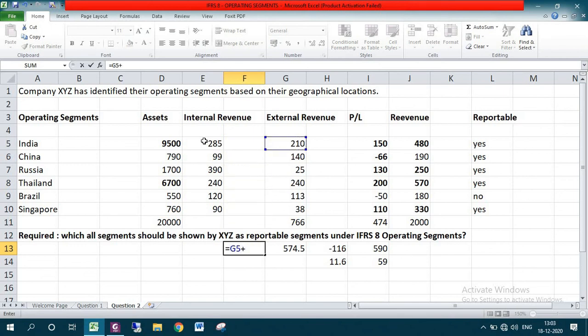210 of India, 140 of China, 25 of Russia, 240 of Thailand, and 38 of Singapore. Now that's 653. So yes, it satisfies the 75% rule, so no need to add any other segments.